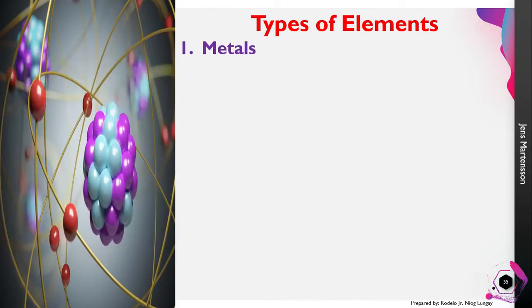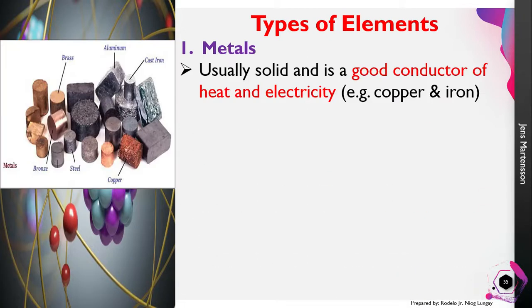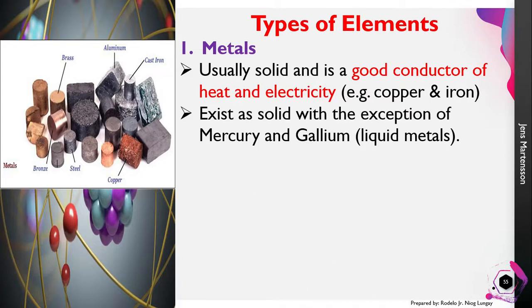So there are types of elements. We have metals, nonmetals, and metalloids. Metals are usually solid and are good conductors of heat and electricity. Examples are copper and iron. Metals exist as solids, with the exception of mercury and gallium, which are liquid at room temperature.